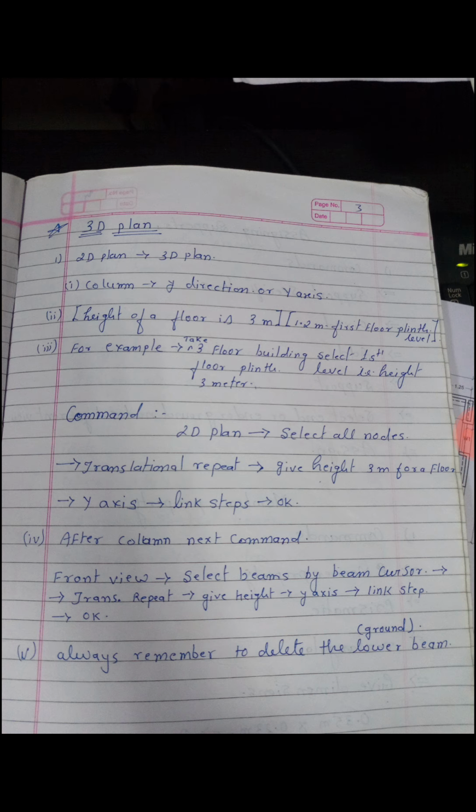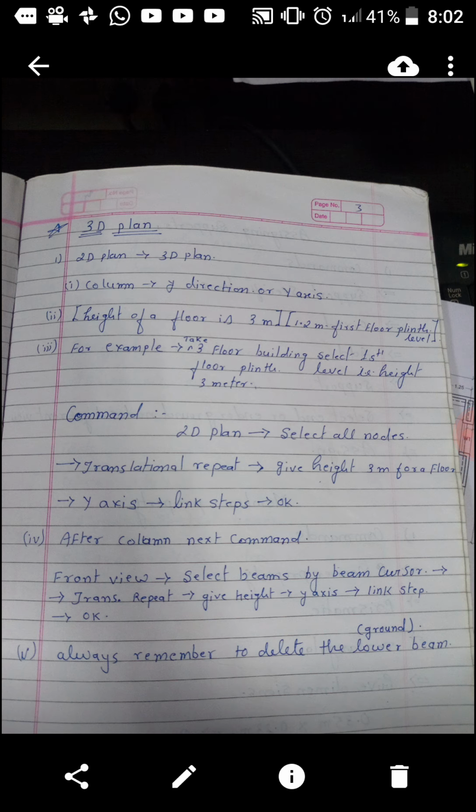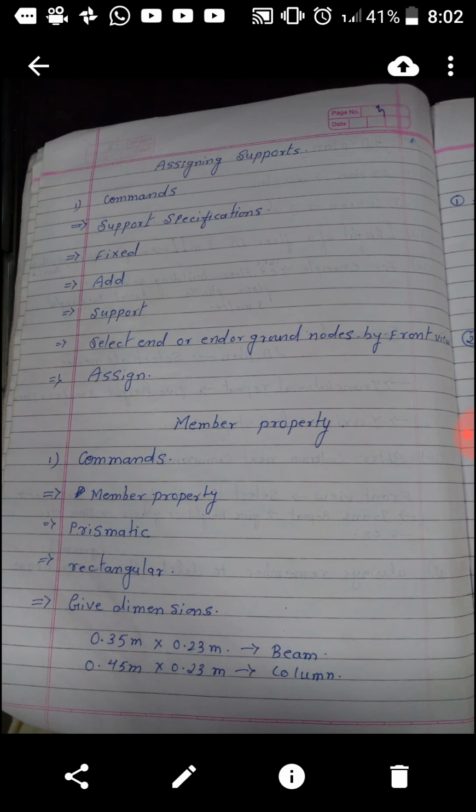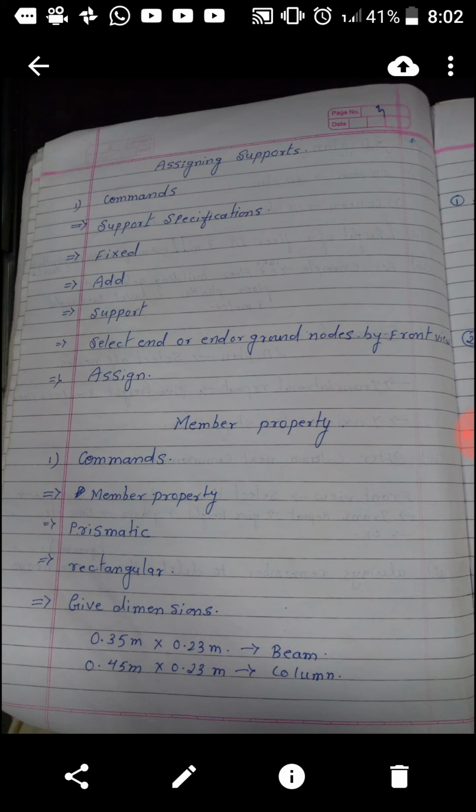After column, next command, front view, select beam by beam cursor, go to translation repeat, and give height, y axis link steps. Okay, always remember to delete the lower beams, the ground beams. Please delete this.